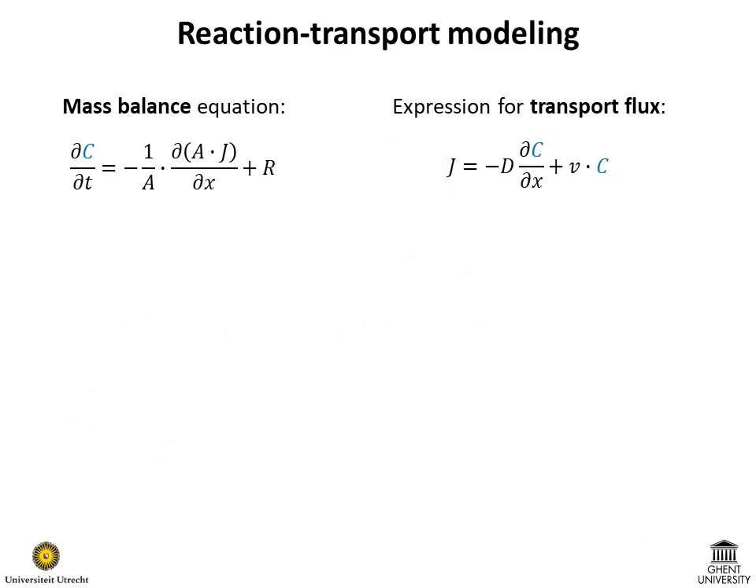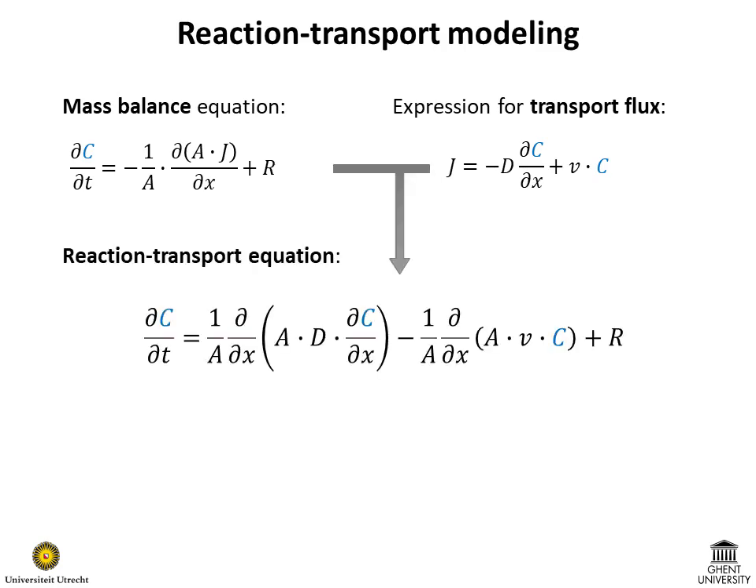In previous videos, we have derived mathematical formulations for two important concepts: the mass balance equation, which governs how the concentration of a substance varies in time due to the variation of transport flux in space, and the expression for the total transport flux. When we combine these two equations, we obtain a general equation that governs how the concentration of a substance varies in time and space due to the reactions and transport. We call it the reaction-transport equation.